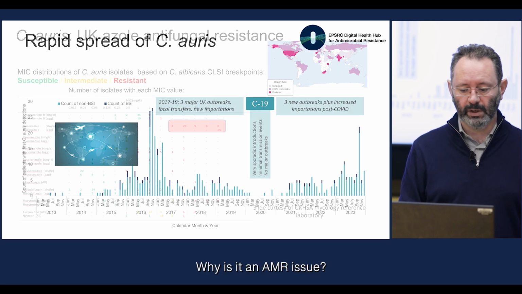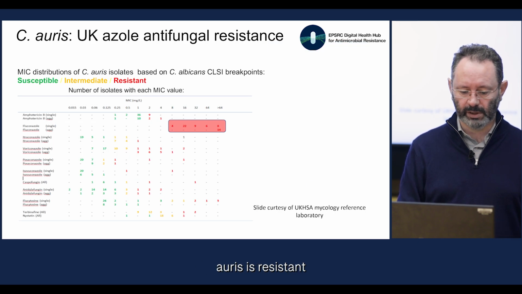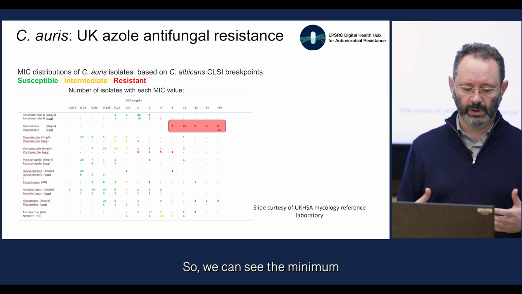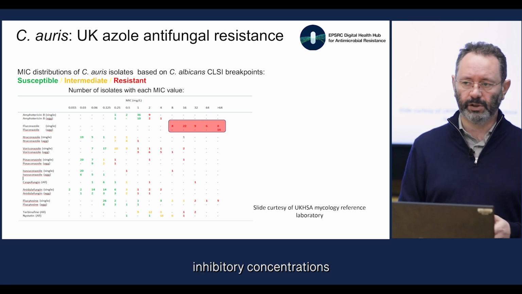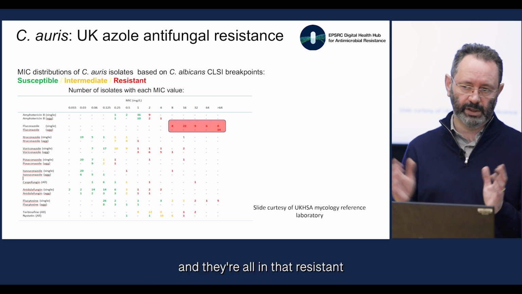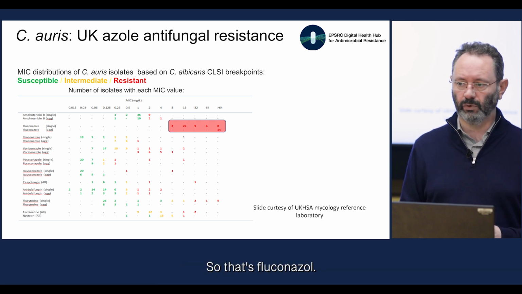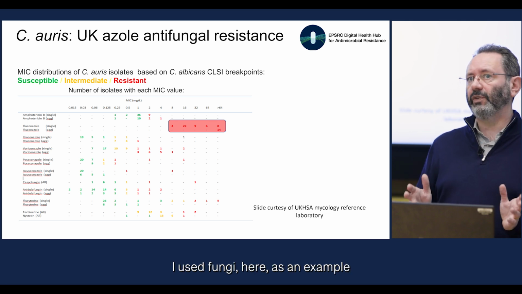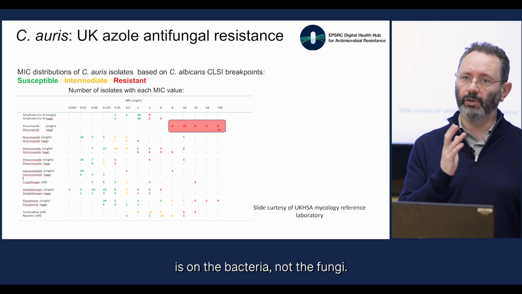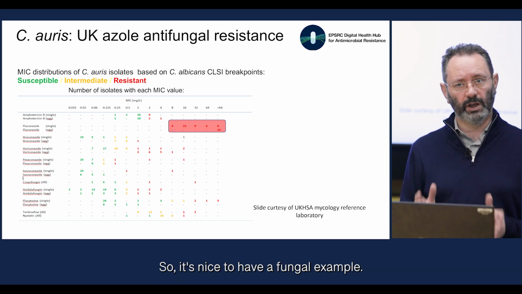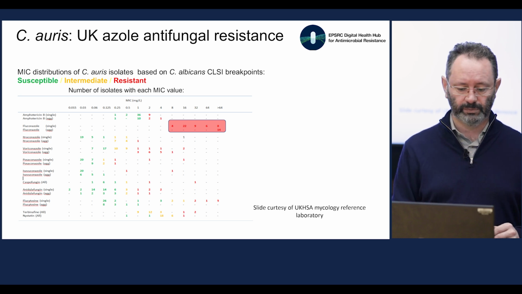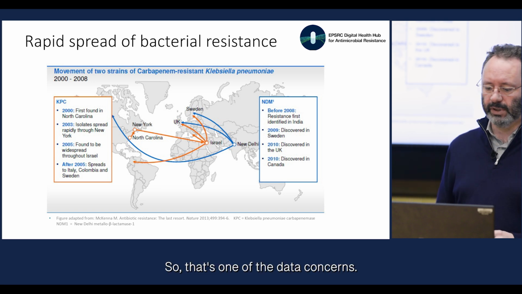Why is it an AMR issue? Well, in this case, C. auris is resistant to the azole antifungals. So you can see the minimum inhibitory concentrations highlighted for a selection of isolates, and they're all in that resistant red area. So that's for fluconazole. Used fungi here as an example because a lot of data you will find on AMR is on the bacteria, not the fungi. So it's nice to have a fungal example. It's even rarer, I think, for antivirals. So that's one of the data concerns.